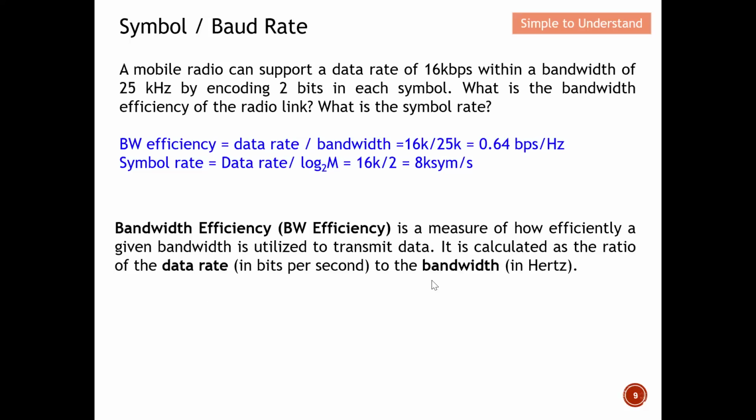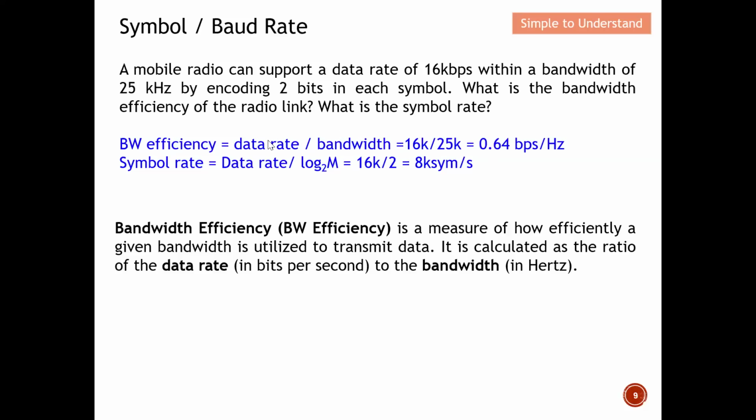So basically, in short, for this case here, how much bandwidth do I need to send this amount of data? How efficient will it be? Therefore, we call this bandwidth efficiency, which is data rate over bandwidth. If the amount of bandwidth that I need is reduced, it means I have a better bandwidth efficiency because I need less bandwidth to send the same amount of data.